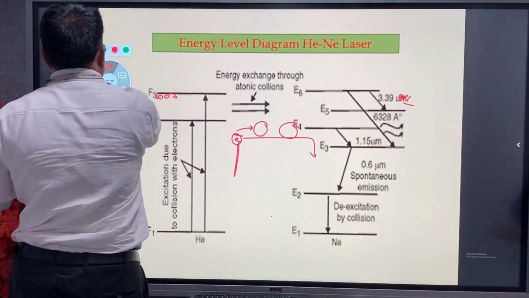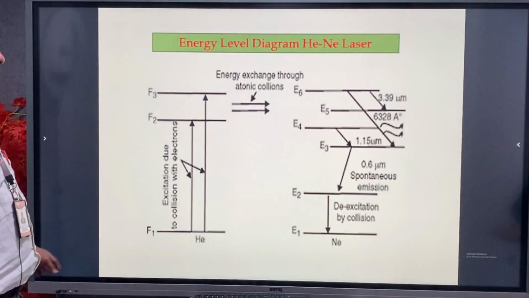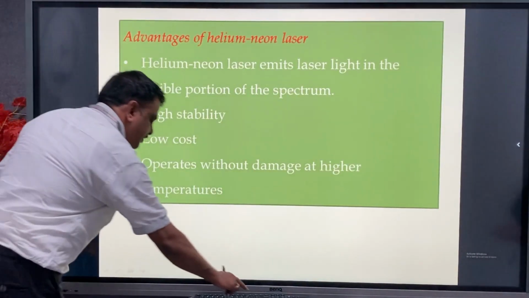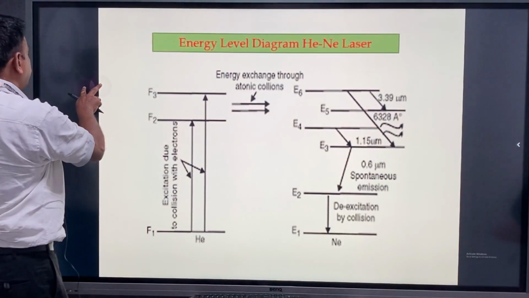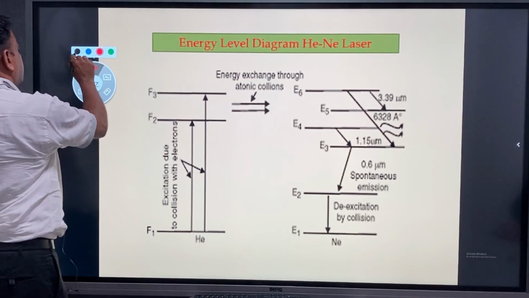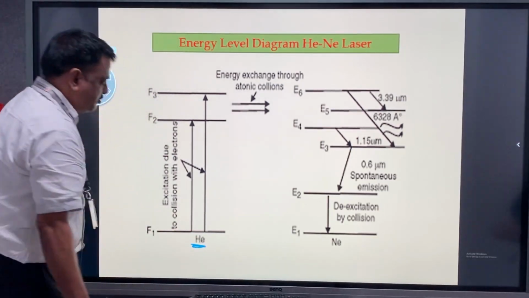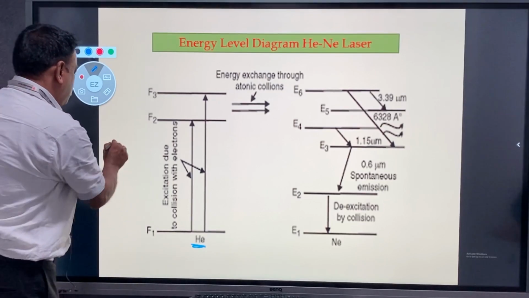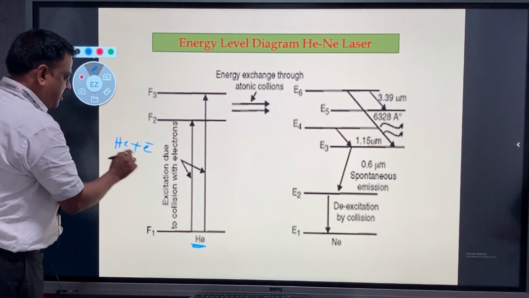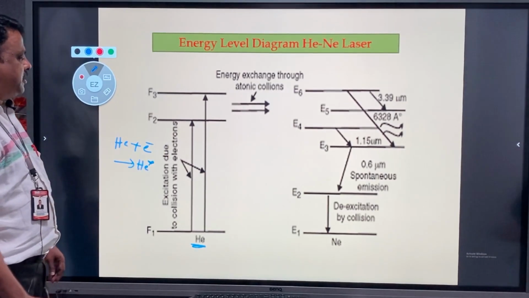This is the energy level diagram of the helium-neon laser. First, electric discharge passes through the gas discharge bulb. The helium atoms rise to the excited state by collision with electrons. The total energy of the electron is transferred to the helium, and helium is raised to the excited state.